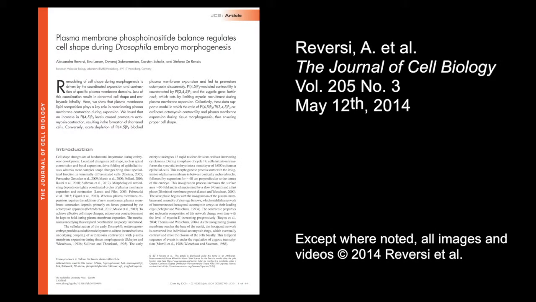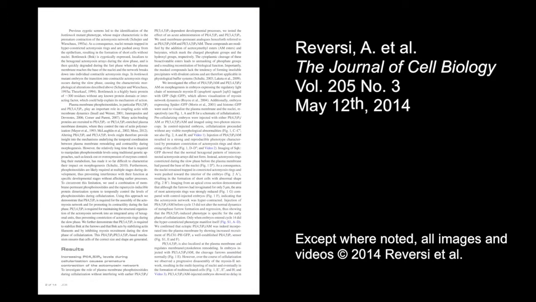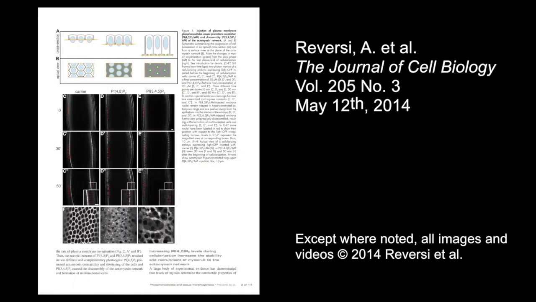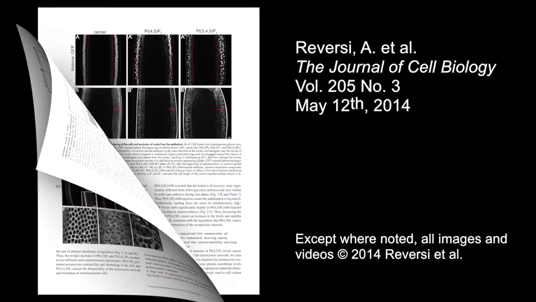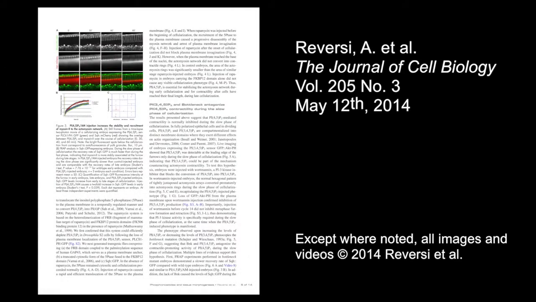De Renzis and colleagues also want to further investigate how bottleneck inhibits actomyosin contractility, but in the meantime, you can learn more about how the ratio of plasma membrane phosphoinositides regulates cell shape during Drosophila morphogenesis in the paper by Reversi et al., published in the May 12, 2014 issue of the Journal of Cell Biology.